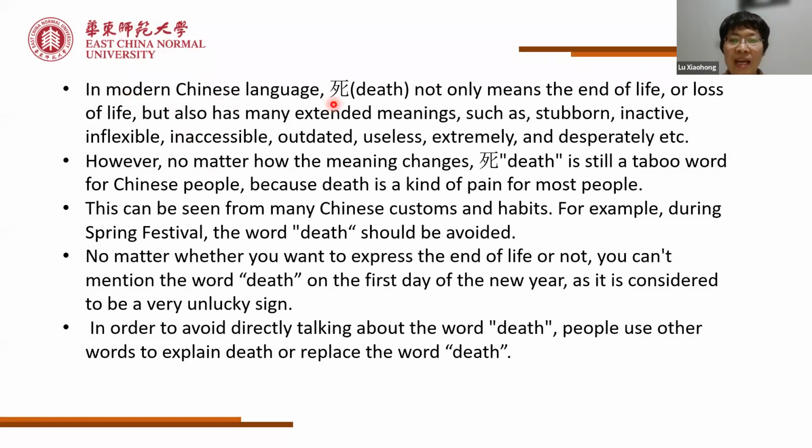So in modern Chinese language, the word death not only means the end of life or the loss of life, but also has many extended meanings, such as stubborn, inactive, inflexible, inaccessible, outdated, useless, extremely, or desperately, etc. However, no matter how the meaning changes, the word death is still a taboo word for Chinese people, because death is a kind of pain for most people.